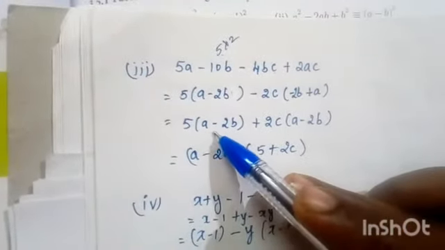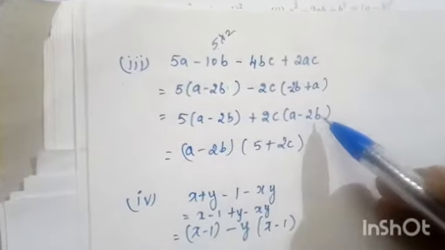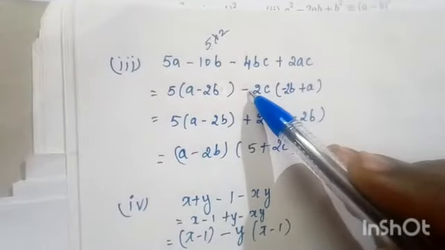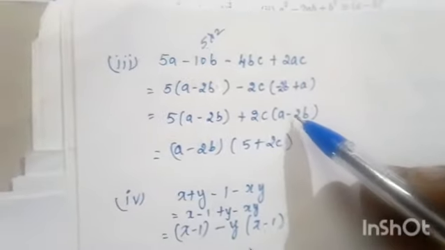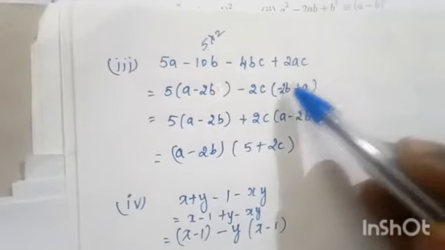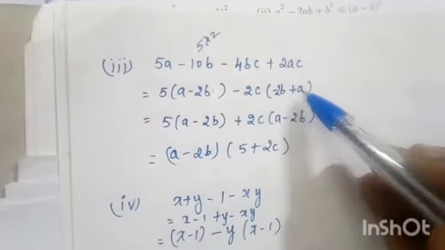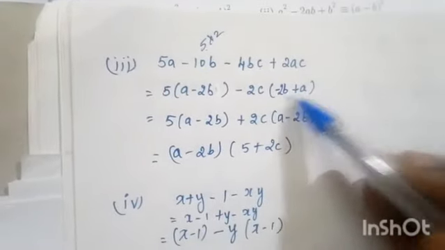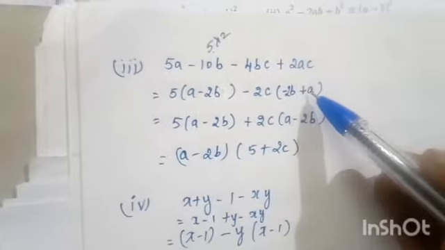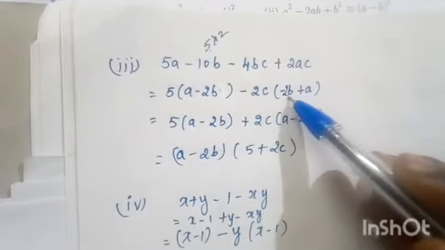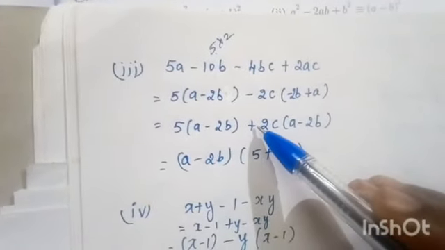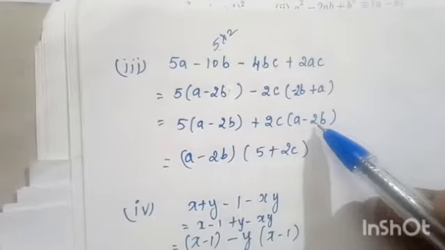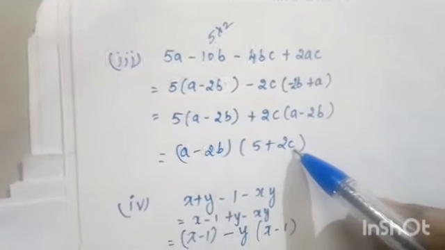Now 5 into A minus 2B. You have to make the terms inside the group the same. So take minus outside from this group, that is minus into minus, plus 2C into A minus 2B. When you take minus outside, just change the signs of these two terms and write A minus 2B. That is, minus 2B plus A is written as A minus 2B. Outside you take it as a plus. So now A minus 2B is common: A minus 2B into 5 plus 2C.